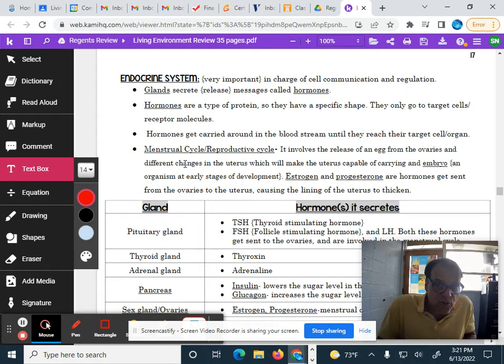Okay? Estrogen and progesterone are the hormones that get sent from the ovaries to the uterus that cause the lining of the uterus to be thickened, and eventually, if it's not used, then other hormones will cause the release of these things, if there's not a fertilized egg. And that's menstruation.